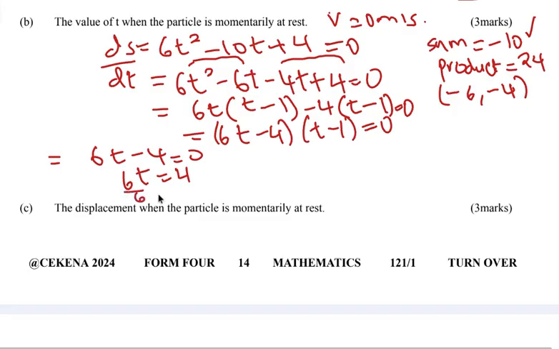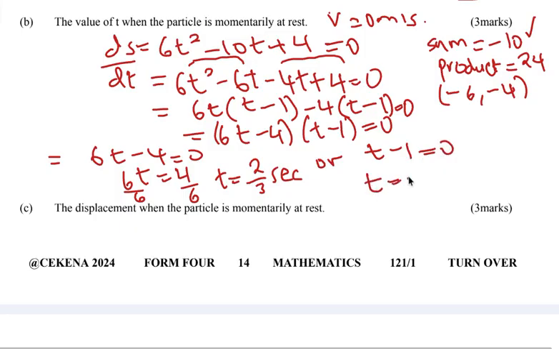Ukidivide na 6 divide by 6, t itakupa 2/3 seconds. Or t minus 1 equal to 0. Therefore, ukipeleka negative 1 the other side, t equal to 1 second. So your t is either 2/3 or your t is 1 second. So this one and this one.